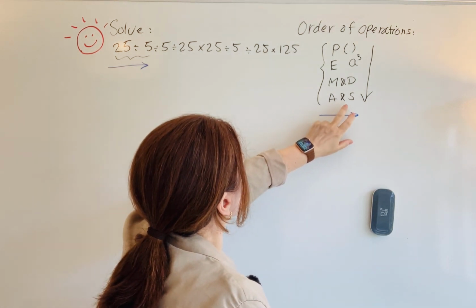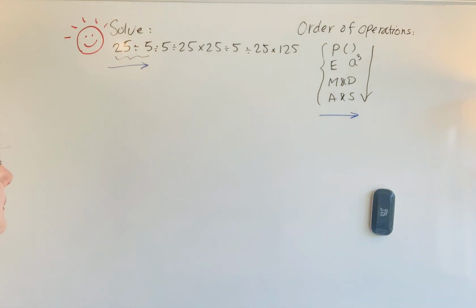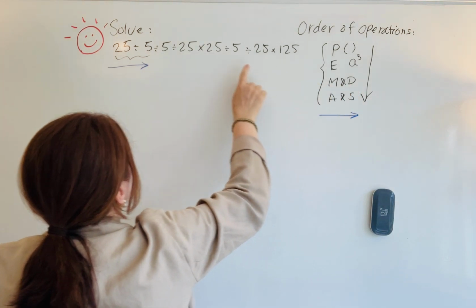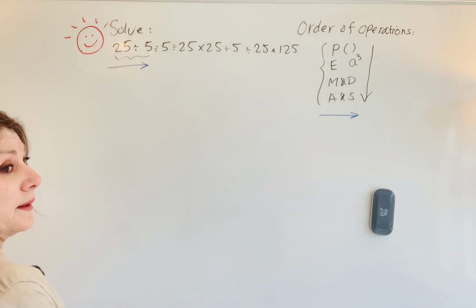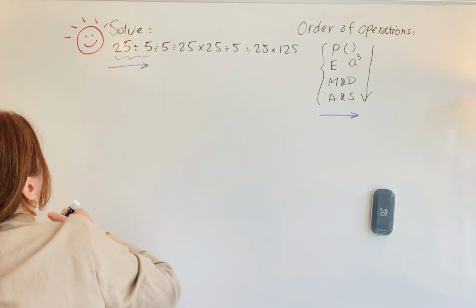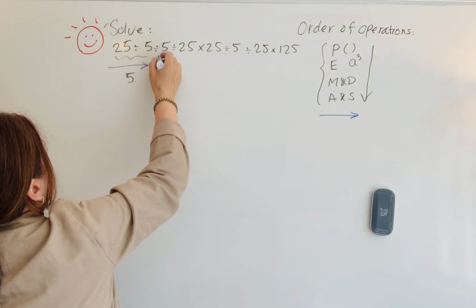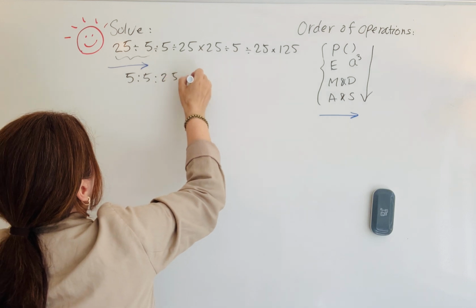And then addition and subtraction. But we don't have anything, just multiplication and division. But we should start from the left one, okay? Step by step. 25 divided by 5 gets 5. But we rewrite everything else.